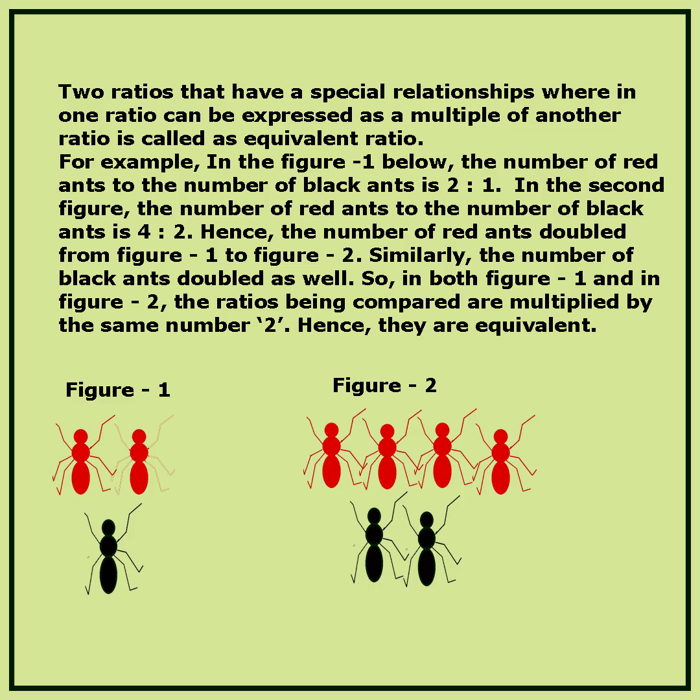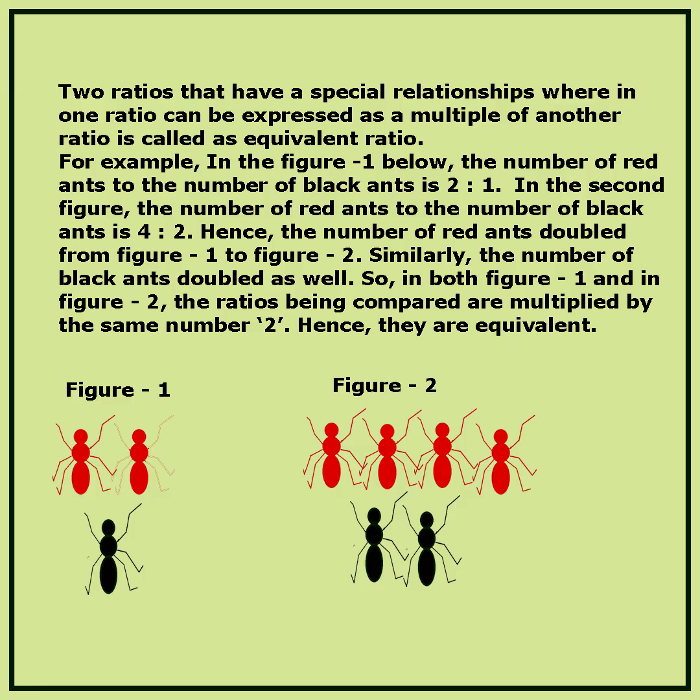Two ratios that have a special relationship, wherein one ratio can be expressed as a multiple of the other, are called equivalent ratios. For example, in figure 1 below, the number of red ants to the number of black ants is 2:1. In the second figure, the ratio is 4:2. Hence, the number of red ants doubled from figure 1 to figure 2.